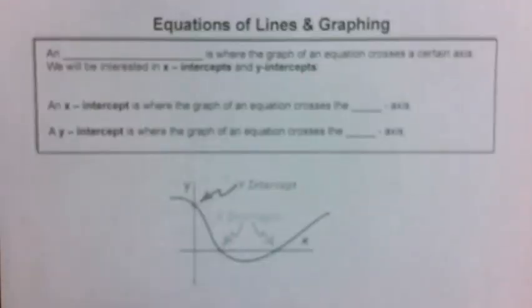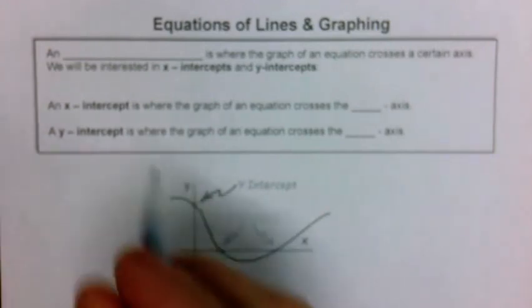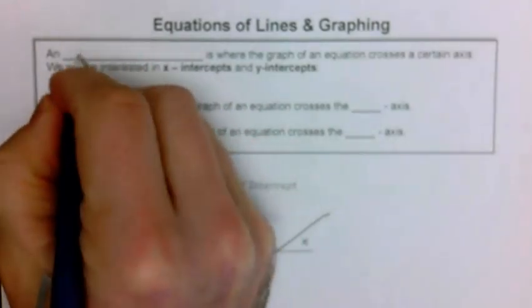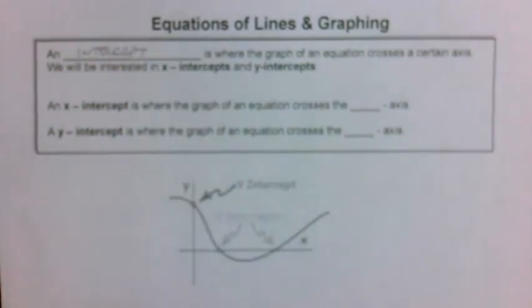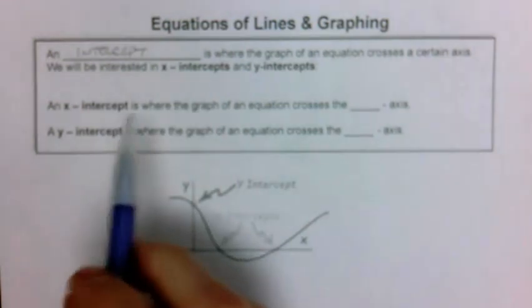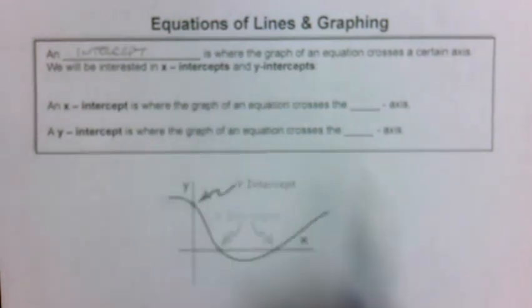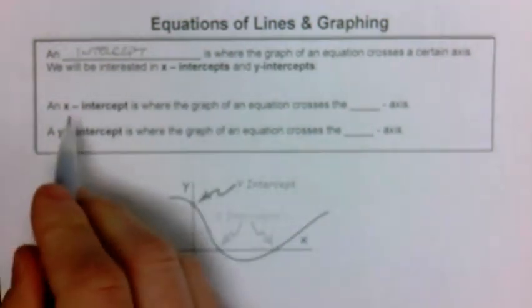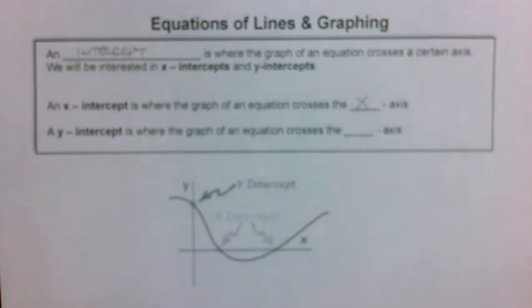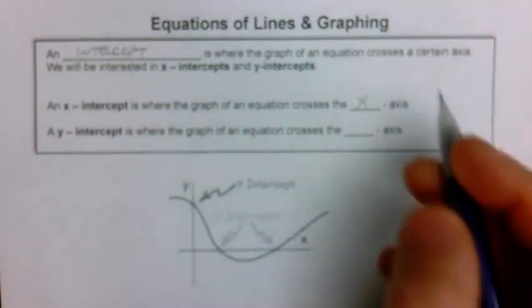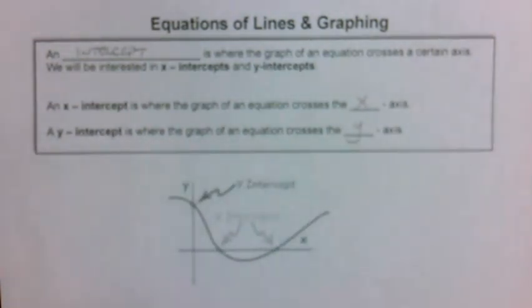In this video, we're going to be looking at the equations of lines, and then we're going to be graphing lines a little bit later. All right. We're going to be looking at something called intercepts today. An intercept is where the graph of an equation crosses a certain axis. We're going to be interested in x-intercepts and y-intercepts, right? An x-intercept is where the graph of the equation crosses the x-axis, and a y-intercept is where the graph of the equation crosses the y-axis.